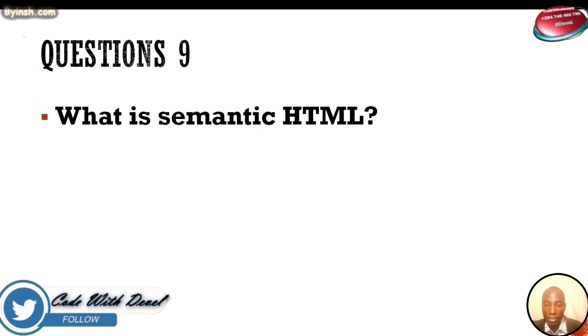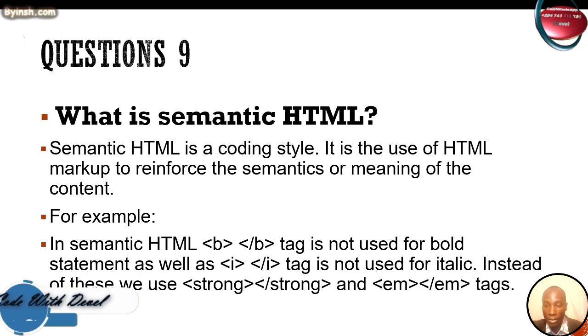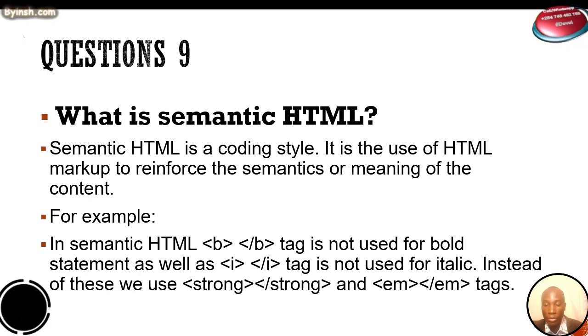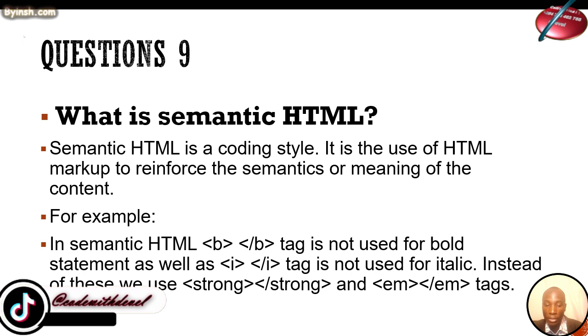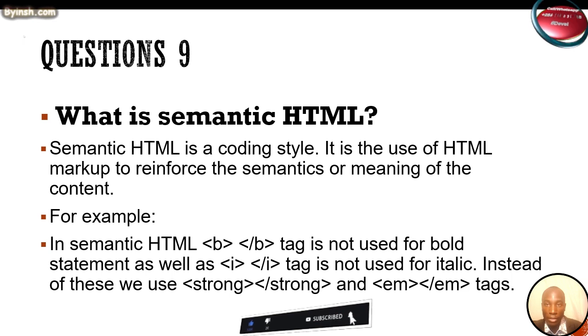Next, question 9. What is semantic HTML? Semantic HTML is a coding style in HTML. It is the use of HTML markup to reinforce the semantics, or meaning, of the content. For instance, B is not used to mean bold, as well as I is not used for italic; use strong and EM when you want to show bold and italic respectively. Research the difference between those tags.